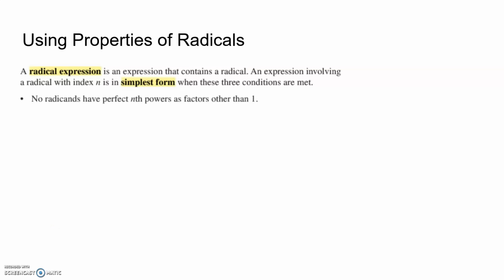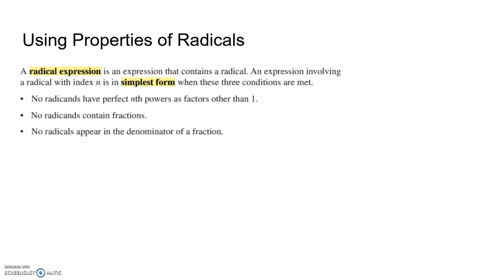No radicands have perfect nth powers as factors other than 1. No radicands contain fractions, and no radicals appear in the denominator of a fraction. Going back here, index n, remember an index refers to the little number to the left of the symbol. We have talked about that before. In a square root, that index is a 2.